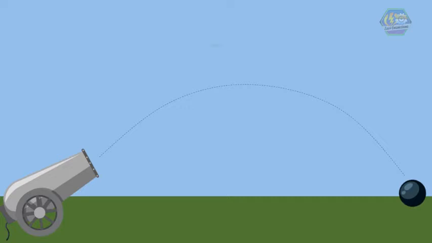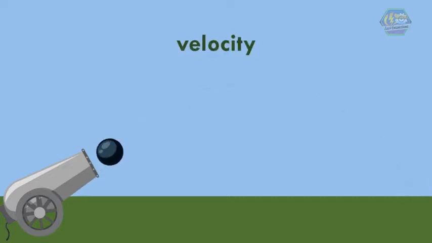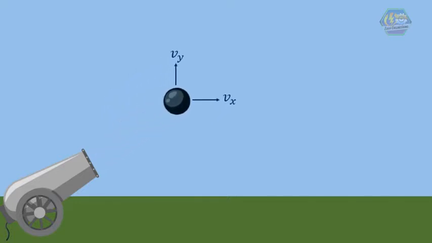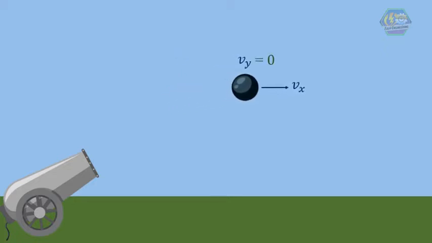First is its velocity. Initially, the cannonball has an initial velocity. This initial velocity can be resolved into its x direction and y direction components. This means that the cannonball is moving upward while moving to the right. When the cannonball moves upward, the velocity in the x direction is constant, while the velocity along the y direction is approaching 0. When the velocity along the y direction is equal to 0, the cannonball is at its maximum height from the ground.